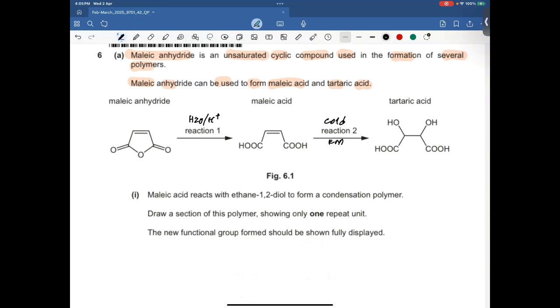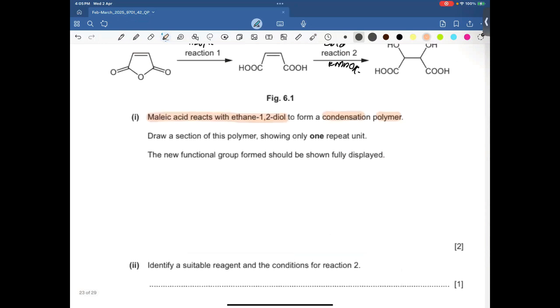Maleic acid reacts with ethane-1,2-diol to form a condensation polymer. Draw a section of this polymer showing one repeating unit. The new functional group formed should be fully displayed. Okay.